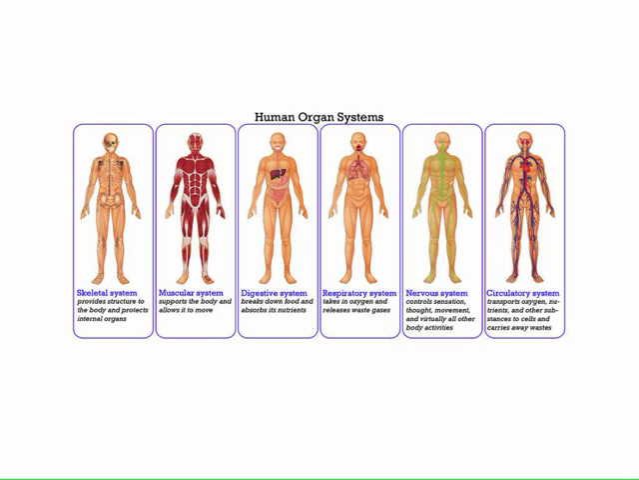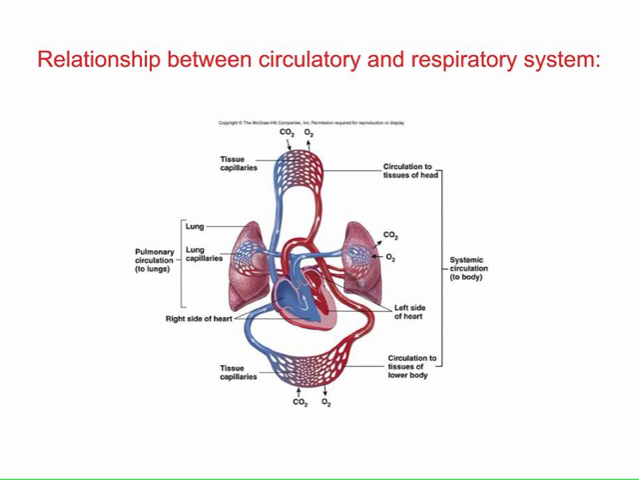Then we went into organ systems. We learned about the musculoskeletal system, digestive, respiratory, nervous, circulatory, and a little bit about reproductive. I want to go over the relationship between the circulatory system and the respiratory system. So this represents the tissues of the body. So blood will flow to the tissues of the body from the heart. Okay? And it gives the oxygen to the tissues of the body and picks up carbon dioxide, which is a waste product of cellular respiration.